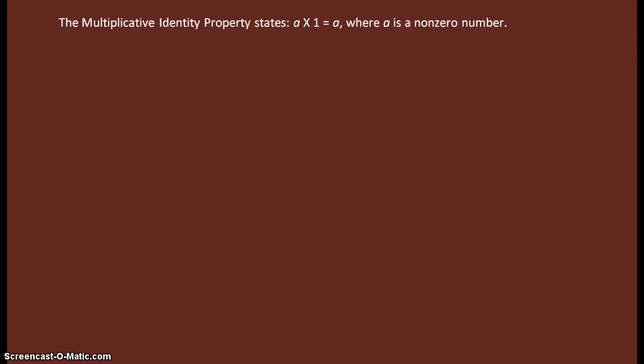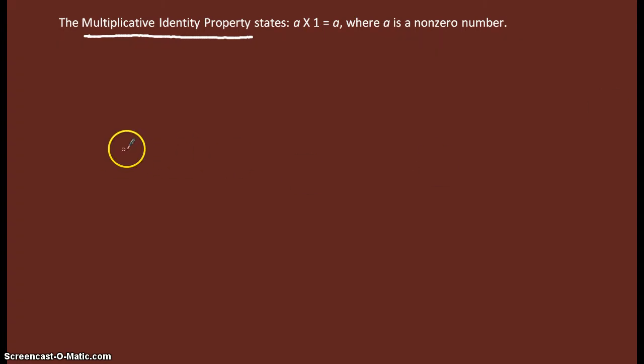Another term that I want to introduce to my students is the multiplicative identity property. Now, we have worked with multiplicative identity before. The multiplicative identity is 1, and it simply states that any number times 1 equals the number you start out with, as long as the number is a non-zero number. Now, the multiplicative identity property states pretty much the same thing. Any number times 1 equals that number, where that number is a non-zero number.